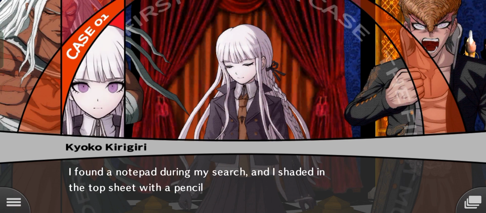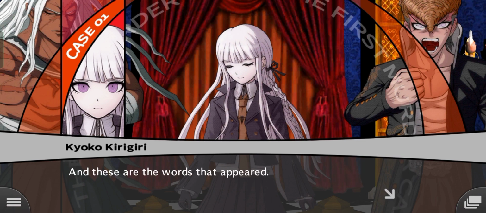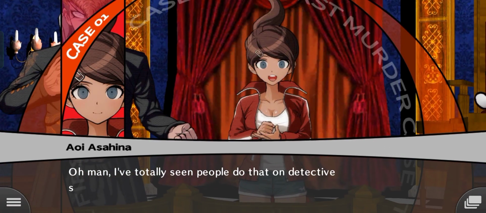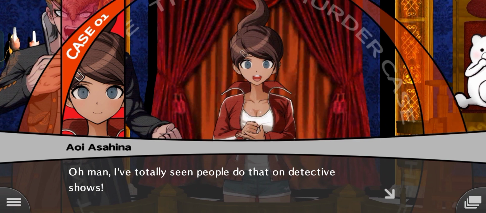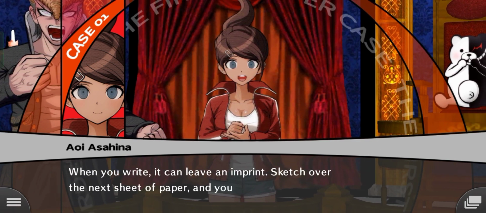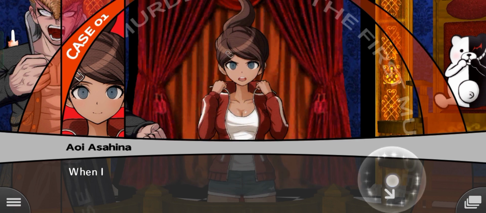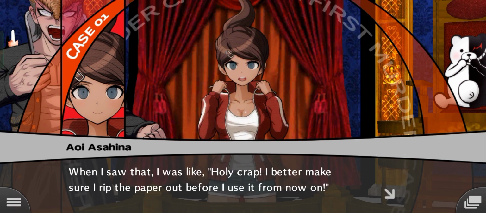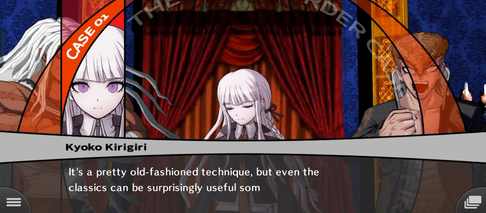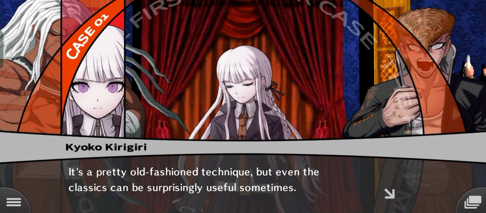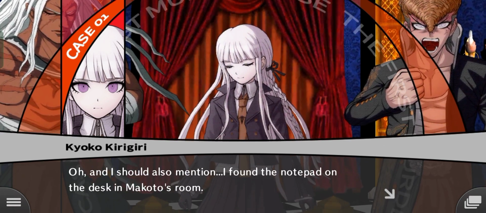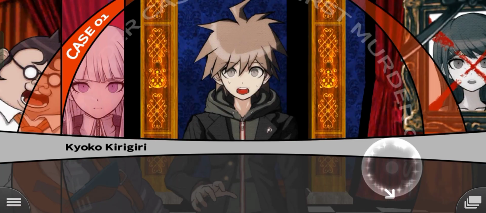I found a notepad during my search, and I shaded in the top sheet with a pencil. And these are the words that appeared. Oh man! I've totally seen people do that on detective shows. When you write, it can leave an imprint. Sketch over the next sheet of paper, and you can see the words. When I saw that, I was like, holy crap! I better make sure I rip the paper out before I use it from now on. It's a pretty old-fashioned technique, but even the classics can be surprisingly useful sometimes. Oh, and I should also mention, I found the notepad on the desk in Makoto's room.